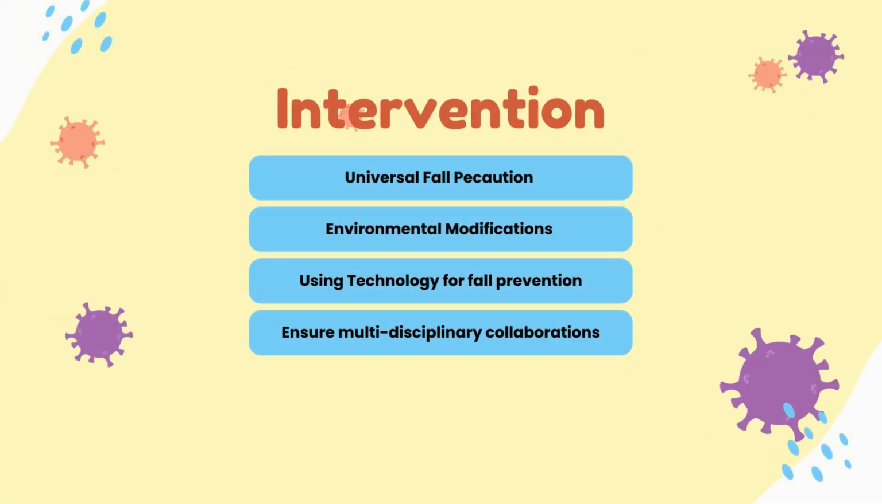Now that fall risk assessment and intervention tools have been explored, it's time to look at key intervention steps that help reduce falls in healthcare settings. Universal fall precautions ensure that basic safety measures are in place for all patients, minimizing potential hazards. Environmental modifications, such as proper lighting, clutter-free walkways, and non-slip flooring, create a safer space and reduce the risk of accidental falls. Advancements in technology, including bed alarms and motion sensors, enhance patient monitoring and provide real-time alerts to caregivers. Finally, multidisciplinary collaboration plays a crucial role, with doctors, nurses, physiotherapists, and caregivers working together to implement comprehensive fall prevention strategies, ensuring patient safety remains a top priority.